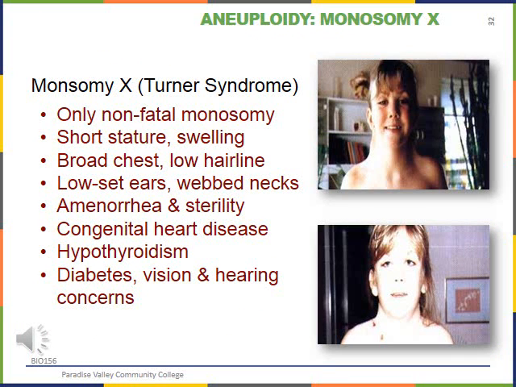Here's another aneuploidy, and I think that definition in the slide before said that it was just an additional chromosome. Aneuploidy can mean either an additional chromosome or missing a chromosome. So it goes either way. It just means an abnormal number of chromosomes. In this case, we're talking about monosomy X. So mono means 1. We're talking about the X chromosome.